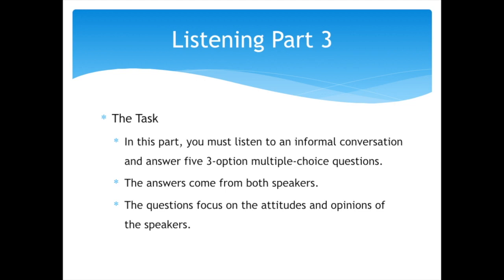So part 3 will be an informal conversation, just like two friends, for example, talking about something casual. And we have 5 multiple choice questions, each with 3 options, A, B, or C. It's two people talking, so the answer could be from either of them, the first or the second speaker. These questions focus on the attitudes and opinions of the speaker. So like, what do they think? How do they feel? What is their opinion about this?